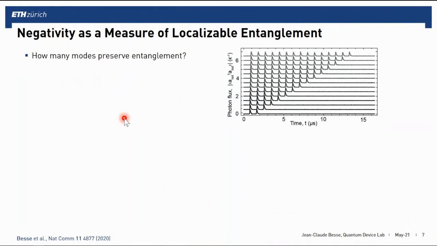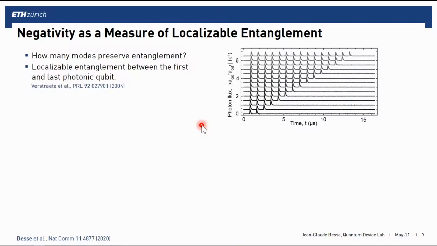And let me try to give you an estimate of how much entanglement we could generate in the chain. For that, I'm plotting here the outgoing photon flux of a cluster state with 2, 3, and so on up to 15 modes in the state versus time. And you can see half a photon of power on average in each of the time bins.